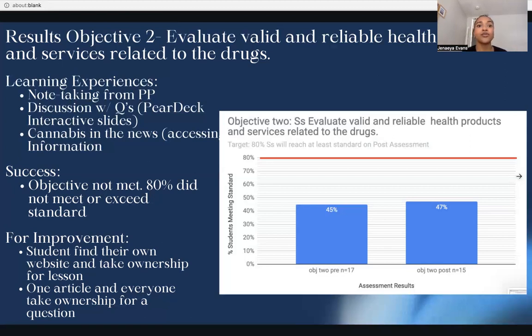And in this one, with evaluating reliable health information, it was the cannabis and the news lesson. So I had students go in to their computers, look at articles, and then answer the questions based on that formative assessment handout. Again, 80% did not meet or exceed the standard, a slight change, but not enough where I really felt like I succeeded in this objective.